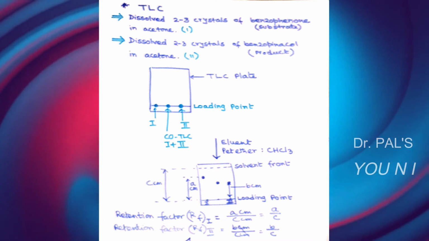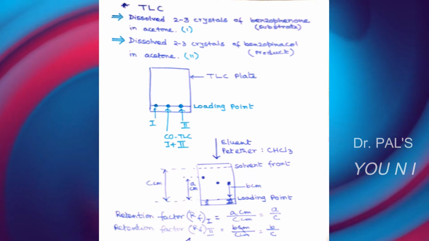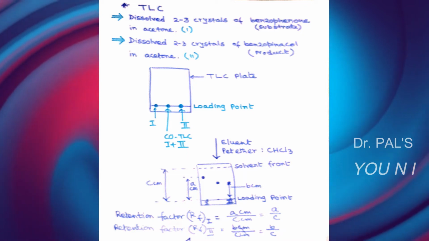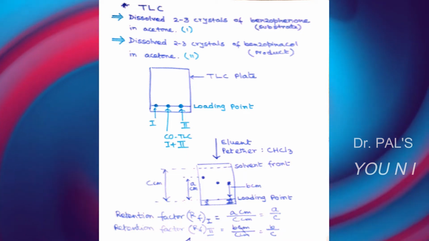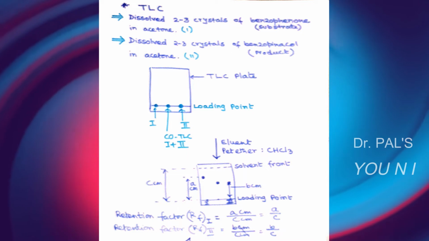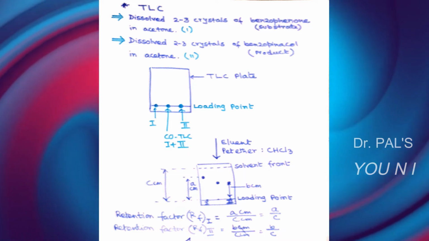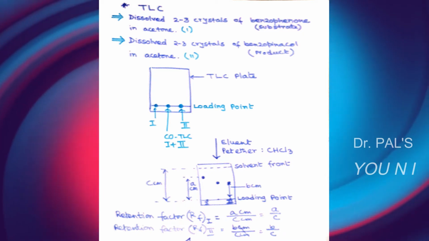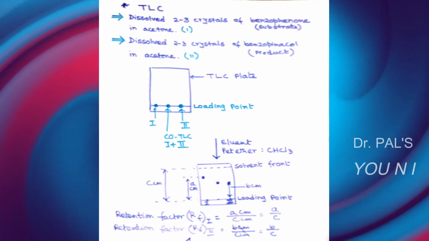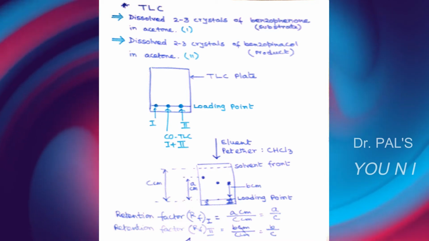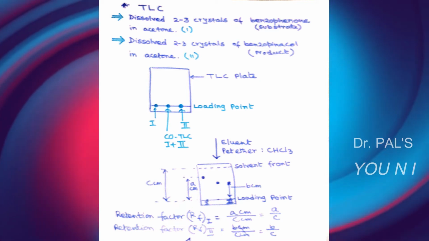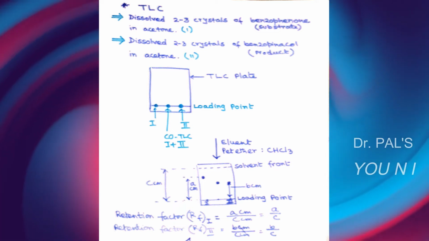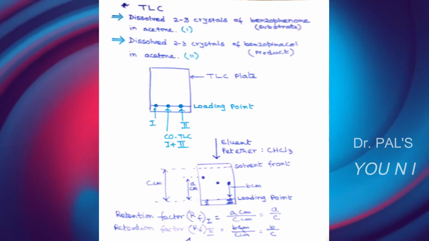Now after taking a pre-coated TLC plate, we have to give 3 spots. On one side the product, on another side the substrate benzophenone, and in the middle we have to give the spot for both, meaning the substrate benzophenone as well as the product obtained from the test tube. This is called a co-TLC, which we are putting at the center.